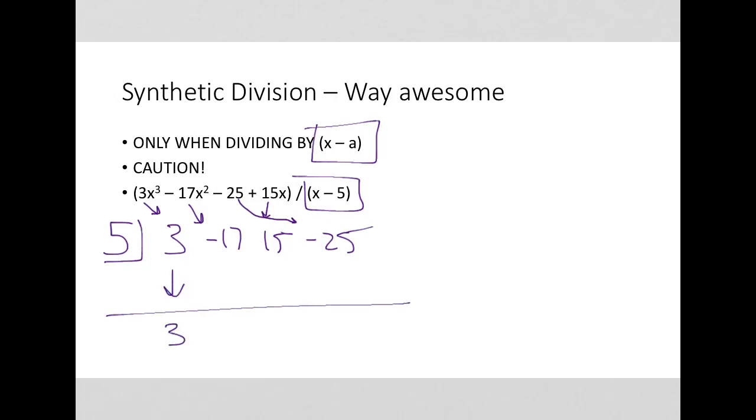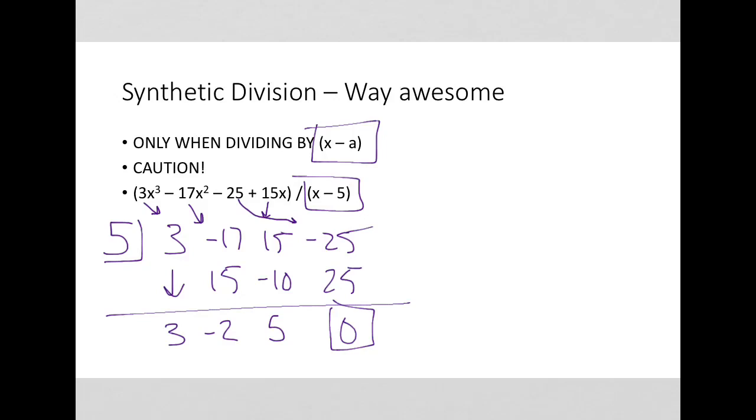Drop that 3 down, multiply 5 by 3. 5 by 3 is 15. Add negative 17 plus 15 is negative 2. Multiply 5 by negative 2. Each time we're just multiplying by that solution. 5 times negative 2 is negative 10. Then you add the terms in the column. 15 plus negative 10 is positive 5. And 5 times 5 is 25. Negative 25 plus 25 is 0. Again, that 0 is representing our remainder. If you get a remainder of 0, it tells you that that is indeed a factor of this polynomial.